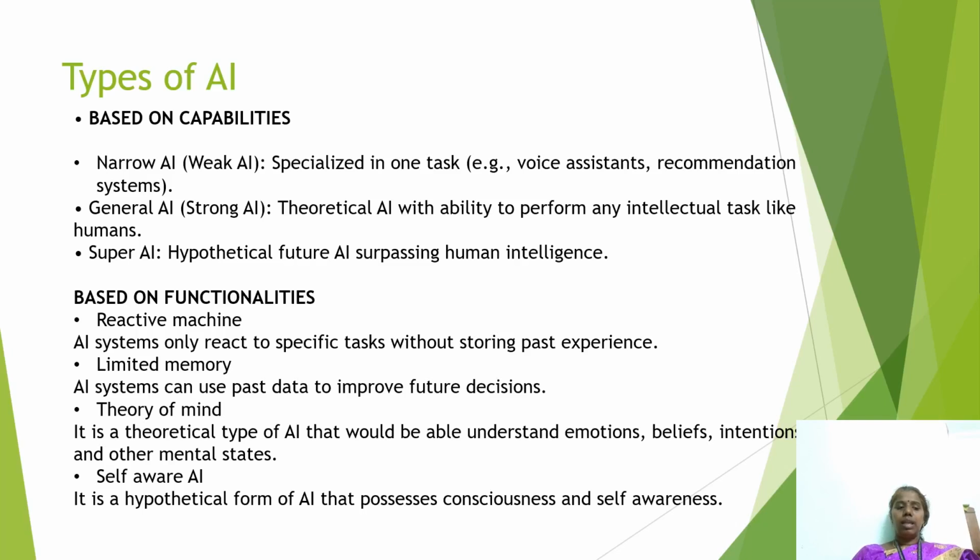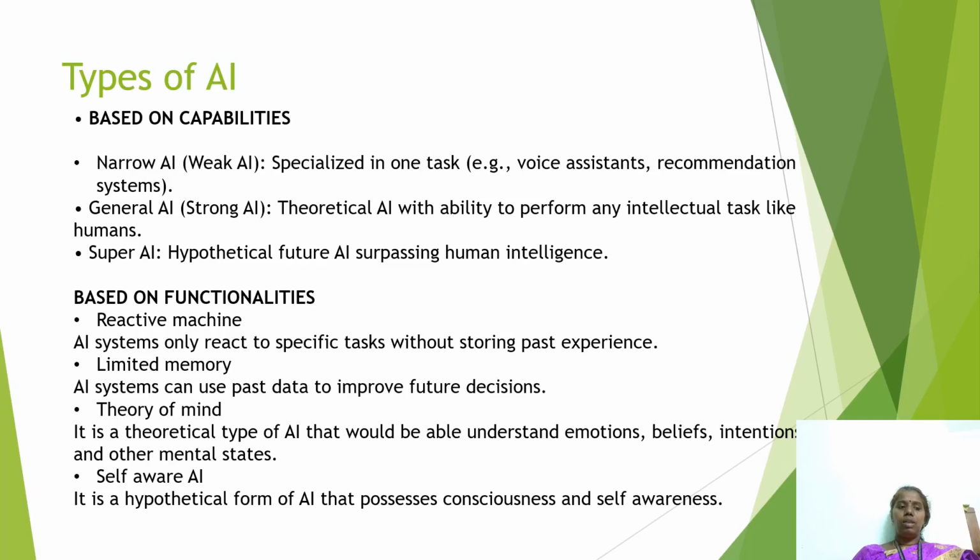And the next type, super intelligent AI, otherwise called super AI. This type of AI, a hypothetical form of AI, would surpass human intelligence in all areas. It would be capable of performing tasks more efficiently and effectively than humans. And the next category is based on functionality. Under this category we are going to see four types.